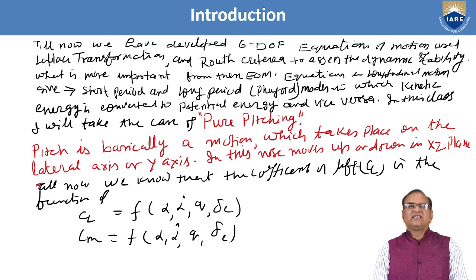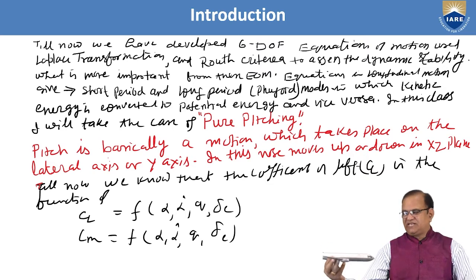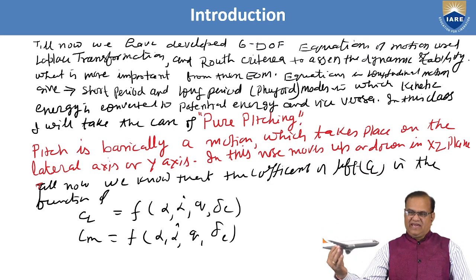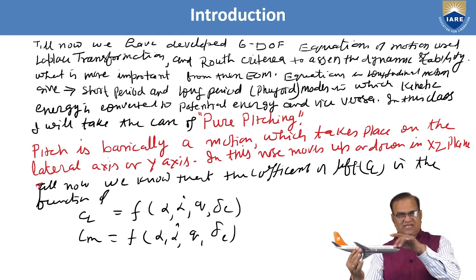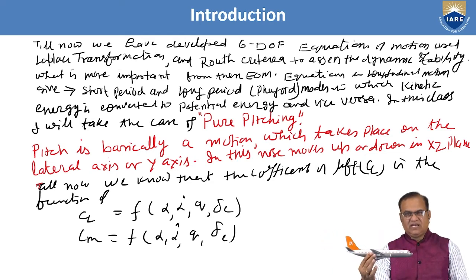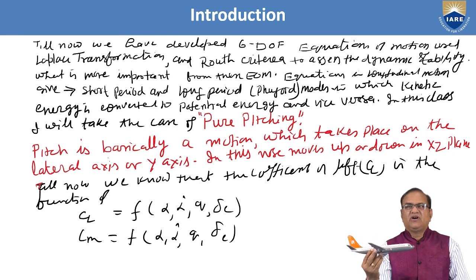In this class, I will be taking the case of pure pitching. So, in longitudinal motion, we can see that if the aircraft is flying in the x direction, this is the positive x. In this direction, in positive or negative in the vertical plane, it is called plunging, and this is the pitching. So these motions are called the longitudinal motions, and of these motions we are going to take only one motion, that is only pitching.